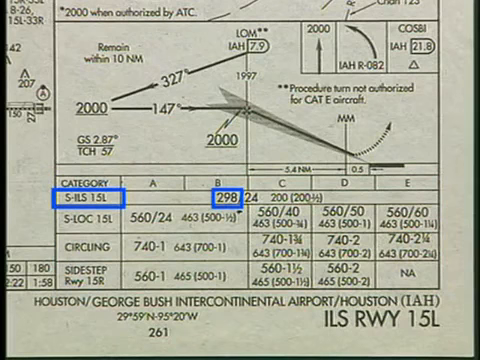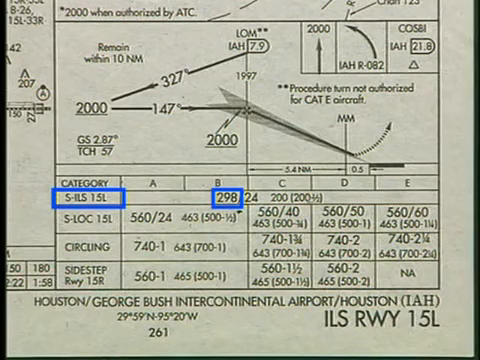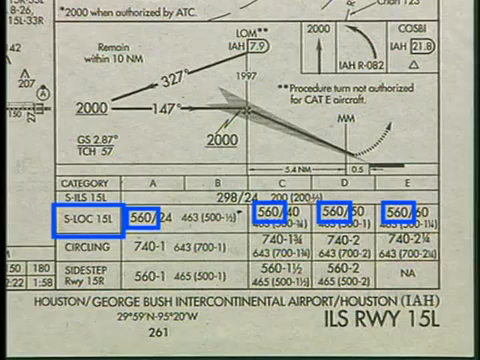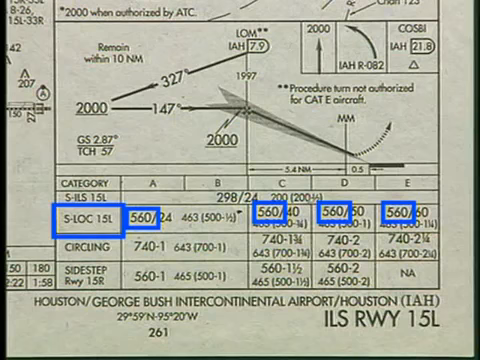For example, the lowest MSL altitude for the straight-in ILS to runway 15 left for all approach categories is 298 feet. This is known as the decision altitude or decision height. The minimum altitude for the straight-in localizer runway 15 left approach is 560 feet for all categories. Since this is a non-precision approach, the minimum altitude is expressed as a minimum descent altitude, or MDA.